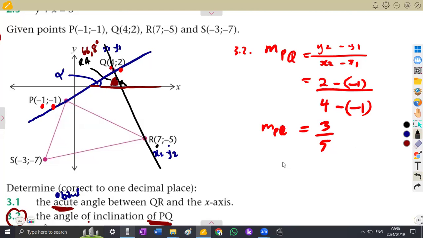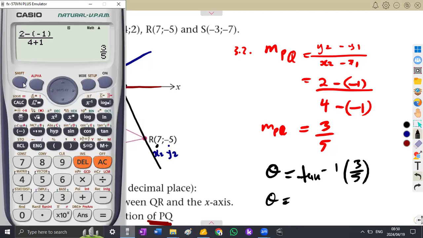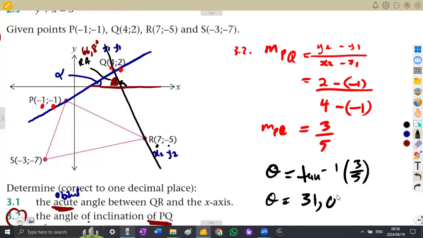And I said, when it's a positive gradient like that, do not worry about anything. Your theta is equal to arctan m as it is, which is arctan 3 over 5, which is the reference angle. Theta is equal to the reference angle in the first quadrant, which is an acute angle that you're going to have. So do not worry about that. So that is arctan of 3 over 5, as it is on your calculator. That's to 1 decimal place. You're going to fix this to 1 decimal place. That's 31.0 degrees.